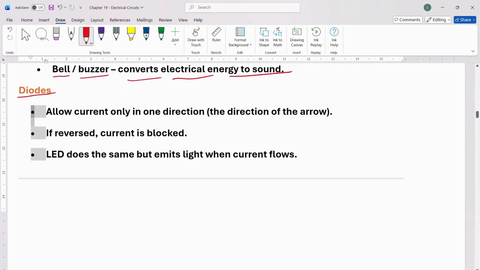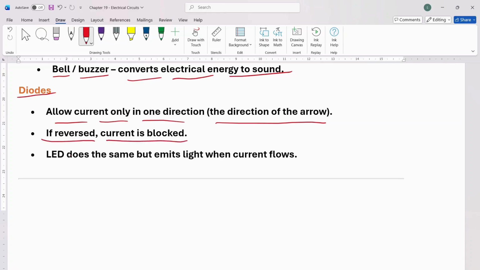Then we have diodes. They allow current only in one direction, the direction of the arrow. If reversed, current is blocked. An LED does the same but emits light when current flows.